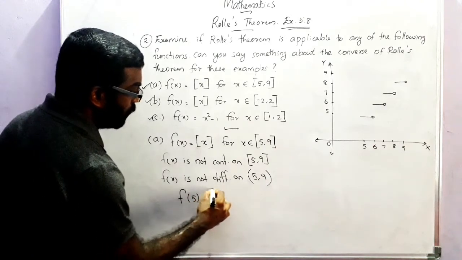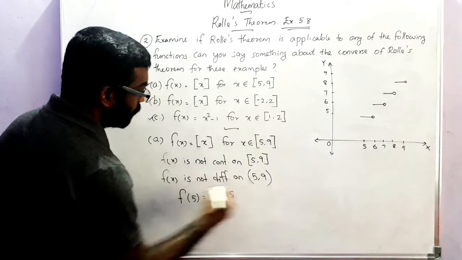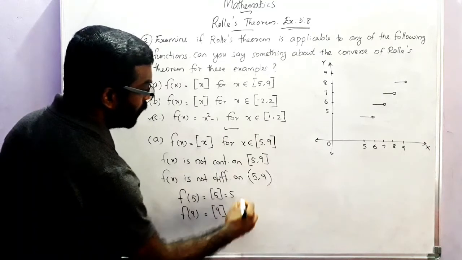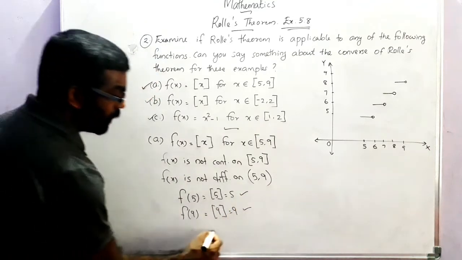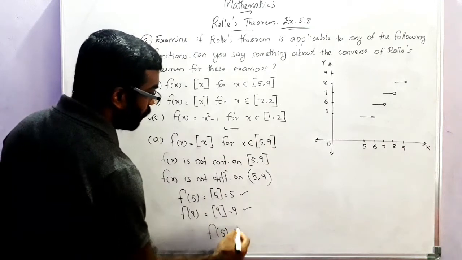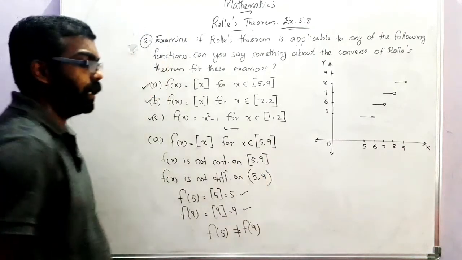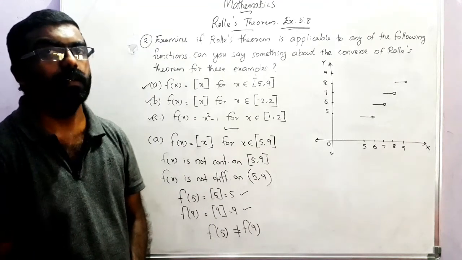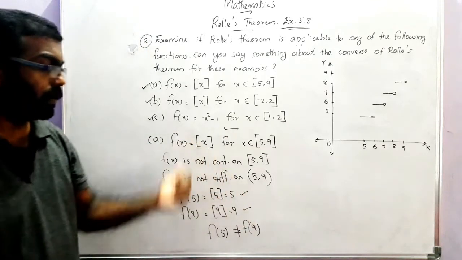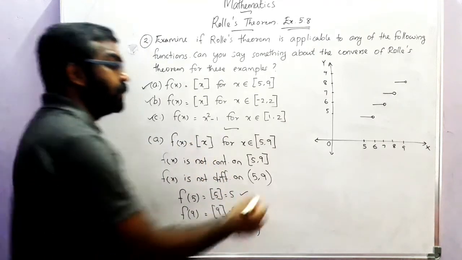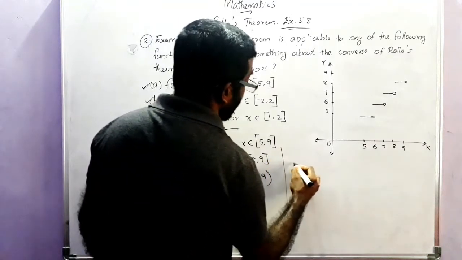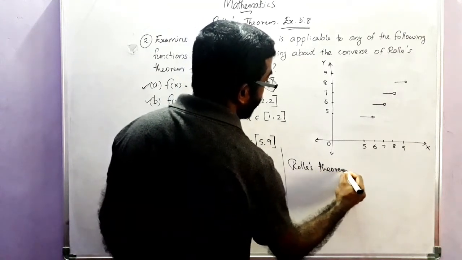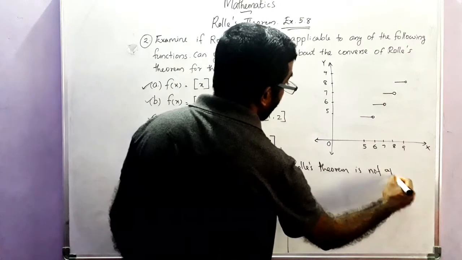Now f of a means f of 5. f of 5 is equal to greatest integer 5, which gives 5. And f of 9, greatest integer 9, the value is 9. Both are unequal, not the same. That is f of a not equal to f of b. Here f of 5 is not equal to f of 9. Therefore we can say that Rolle's theorem cannot be verified. Here all three conditions of Rolle's theorem are not satisfied. So we come to the conclusion that Rolle's theorem is not applicable.